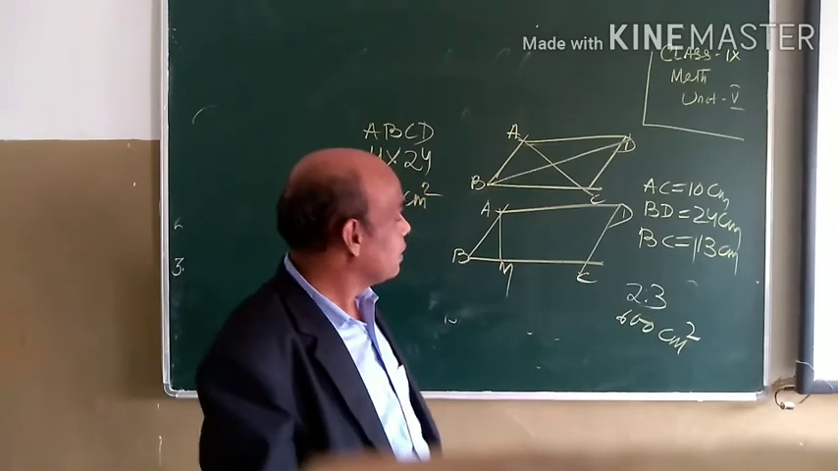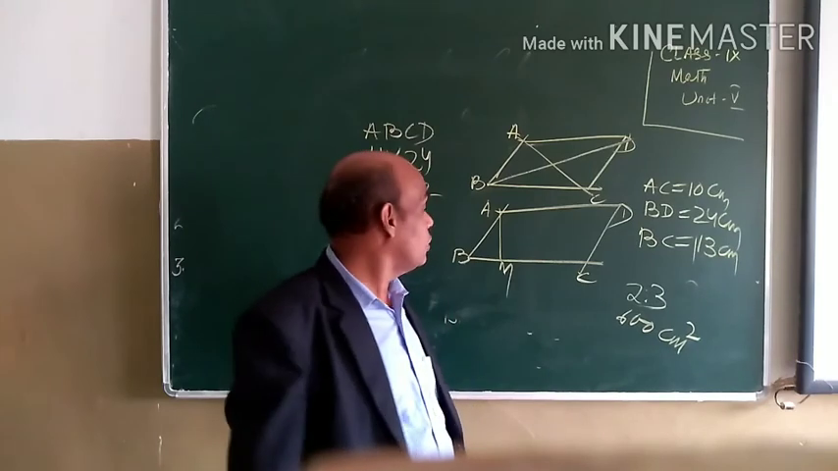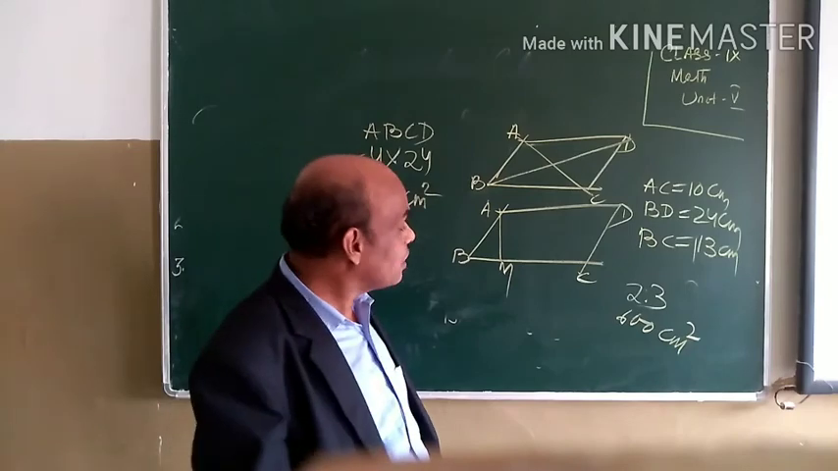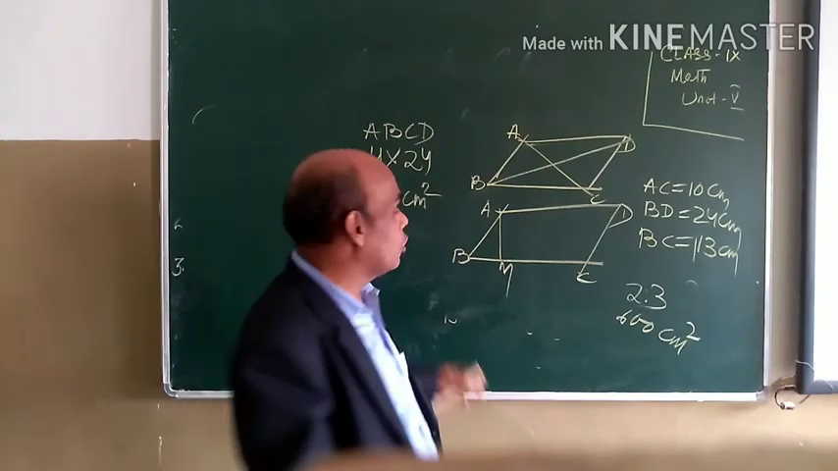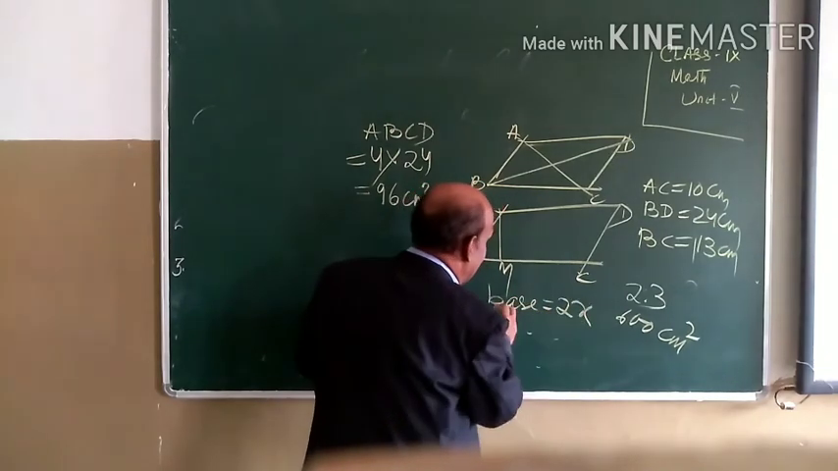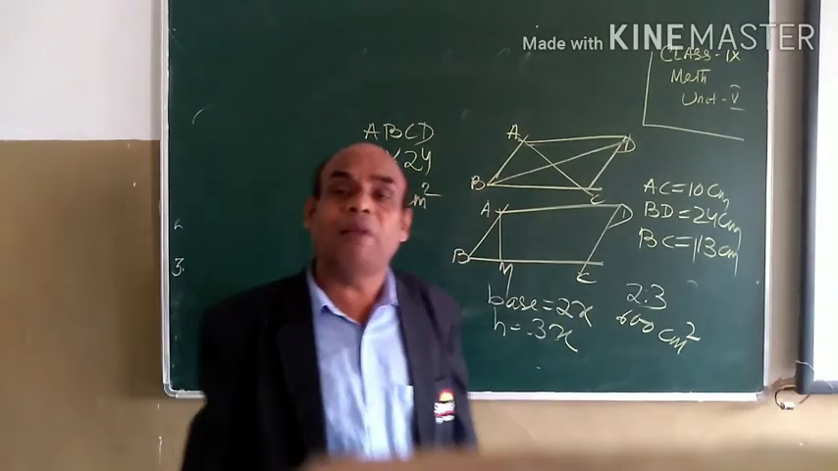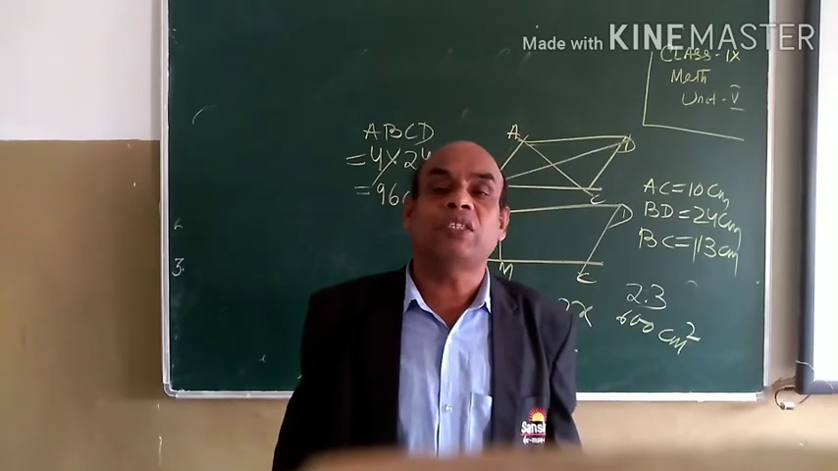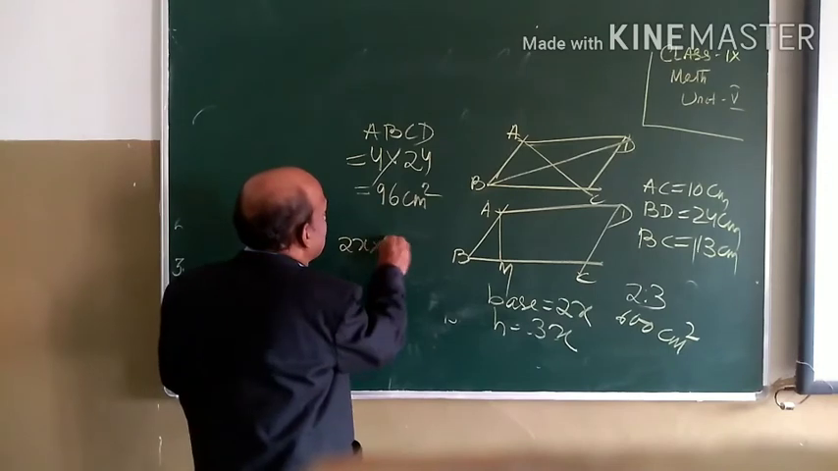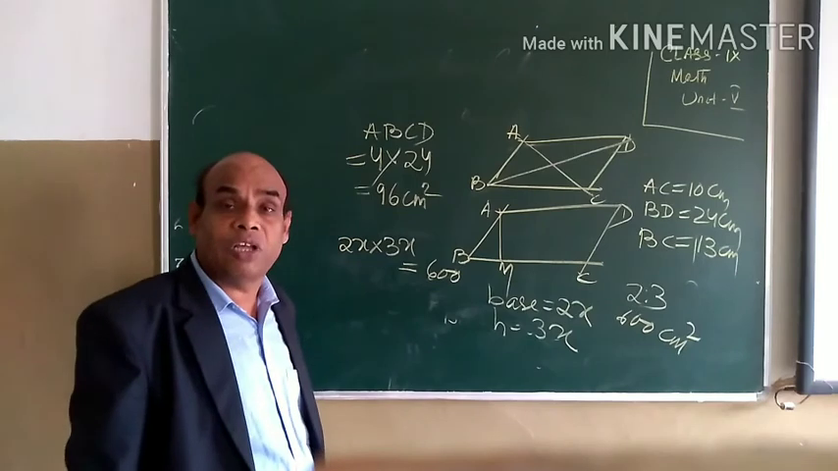So you may write, base is to height, that is given, suppose 2:3. So we will write base is 2x and height is 3x. So what is the area of the parallelogram? Area of the parallelogram is base into height. So you will write 2x into 3x, that is equal to 600, already given in the question.